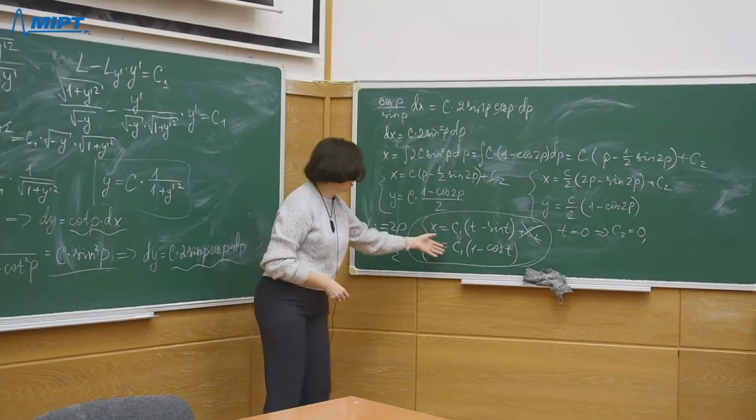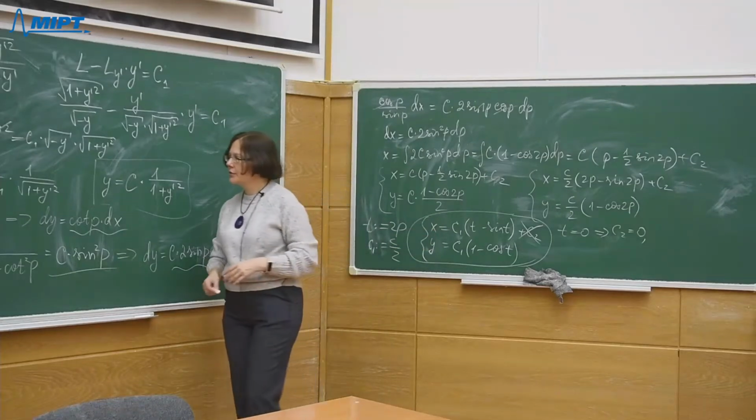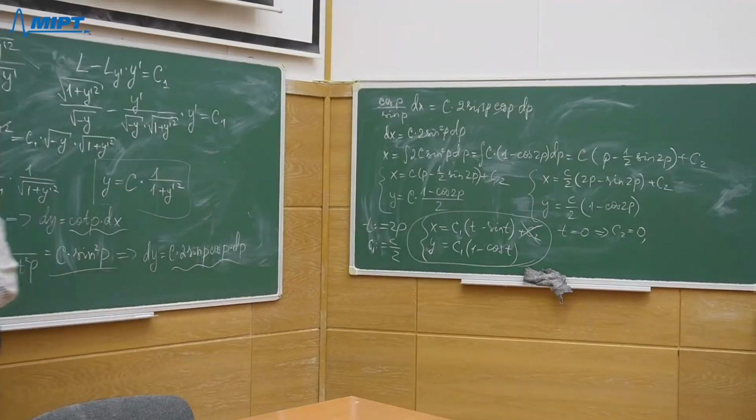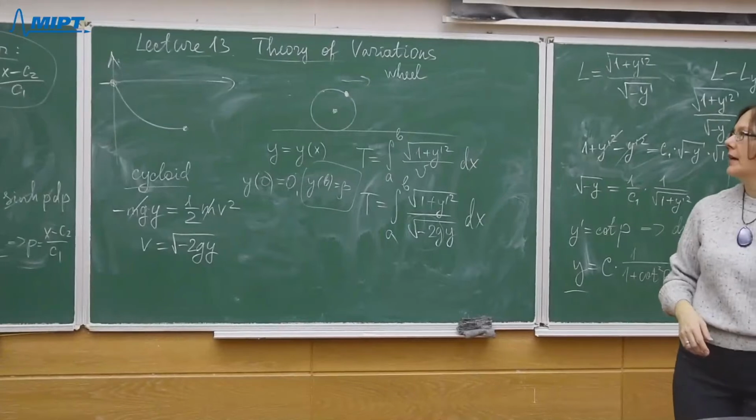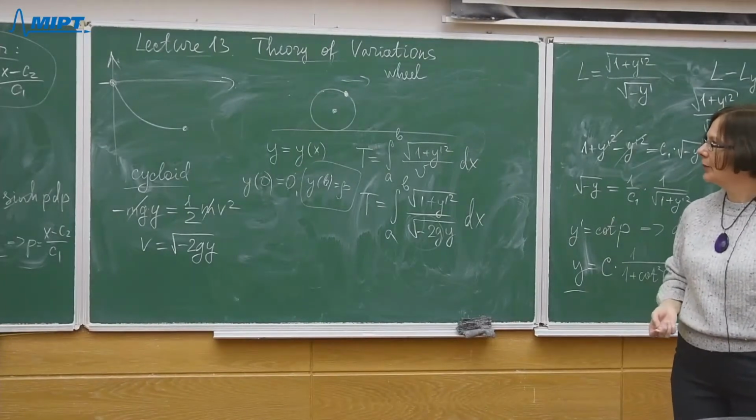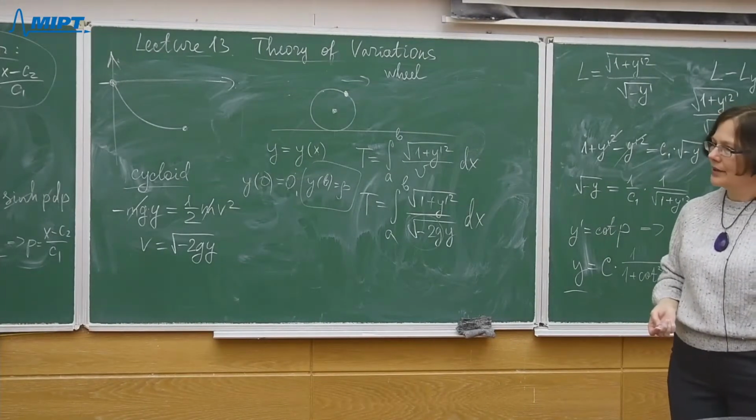So c1 can be found using the second condition, y of b equals beta. So this is the end of the example, the form of the cycloid.